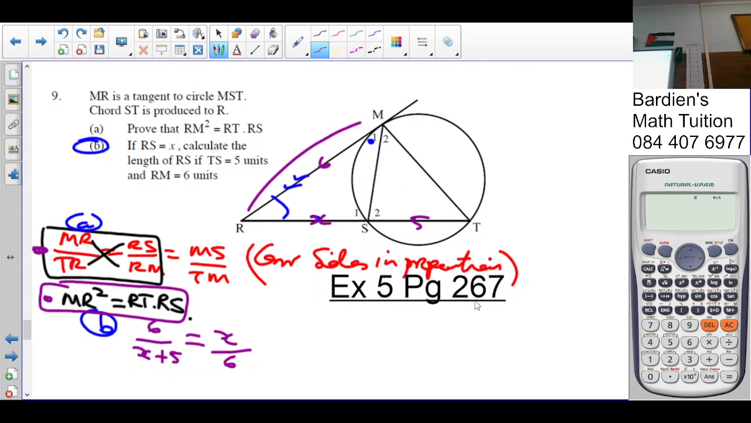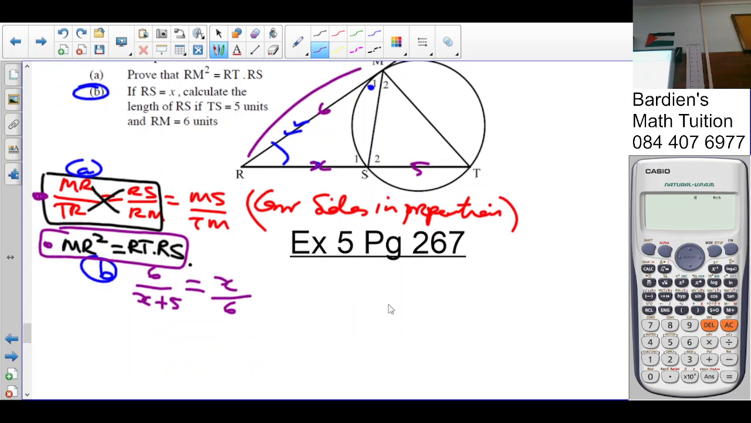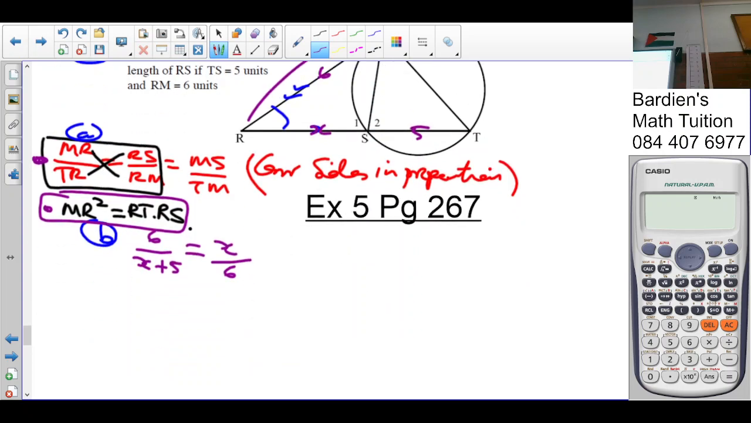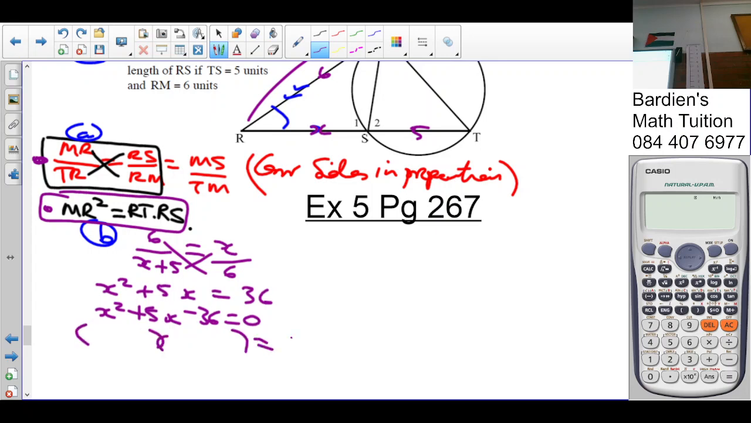So, number 9. What we do from here is a matter of solving for x. So that will give x squared plus 5x equals 36. So that gives us x squared plus 5x minus 36 is equal to 0. 9 and 4. So x and 9, x and 4, plus 9 minus 4. So x equal to negative 9 or x equal to?